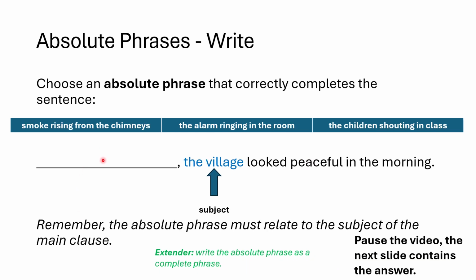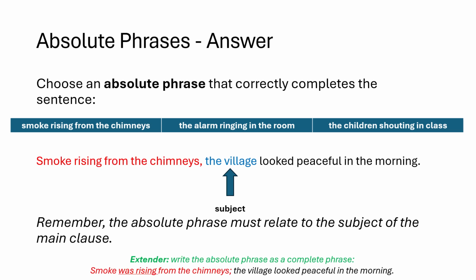Smoke rising from the chimneys. The village looked peaceful in the morning. The alarm ringing in the room. The village looked peaceful in the morning. The children shouting in class. The village looked peaceful in the morning. Pause the video. The next slide contains the answer. Check your answer. Smoke rising from the chimneys. The village looked peaceful in the morning. Here is the answer to the extender. Smoke was rising from the chimneys. The village looked peaceful in the morning.